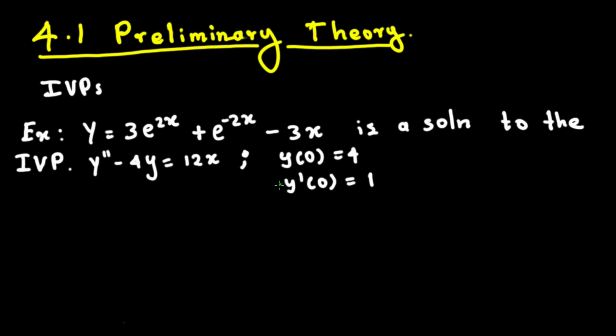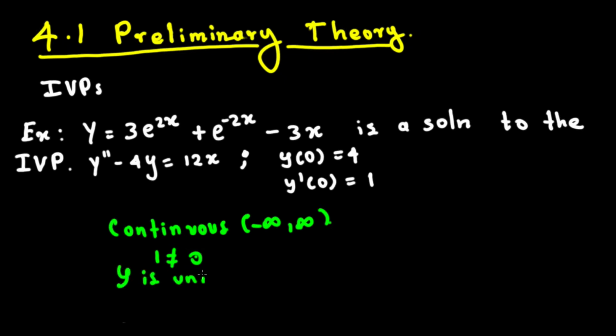So this is continuous everywhere, from negative infinity to positive infinity. And also we don't have any situation where the leading coefficient 1 is equal to 0. So this is a unique solution. Y is unique. Now let's look at the second one.